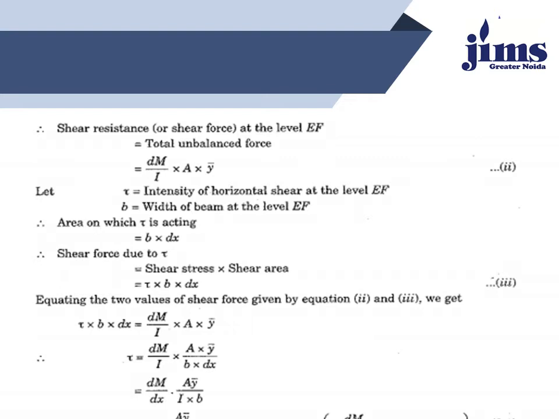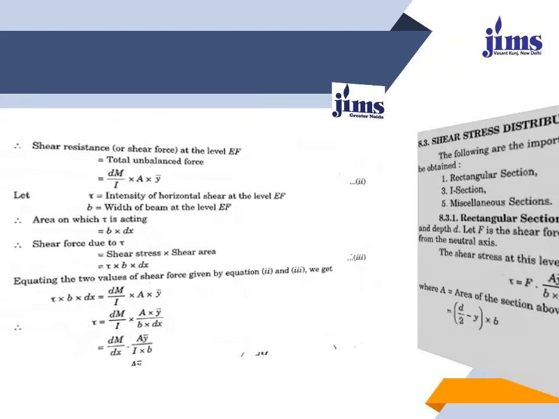It is equal to tau multiplied by B dx. So equating the two values of the shear force given by equations 2 and 3, we get tau B dx is equal to dM divided by I multiplied by A y bar. So y bar is the distance from the neutral axis. So tau is equal to dM divided by I multiplied by A y bar divided by I into B.